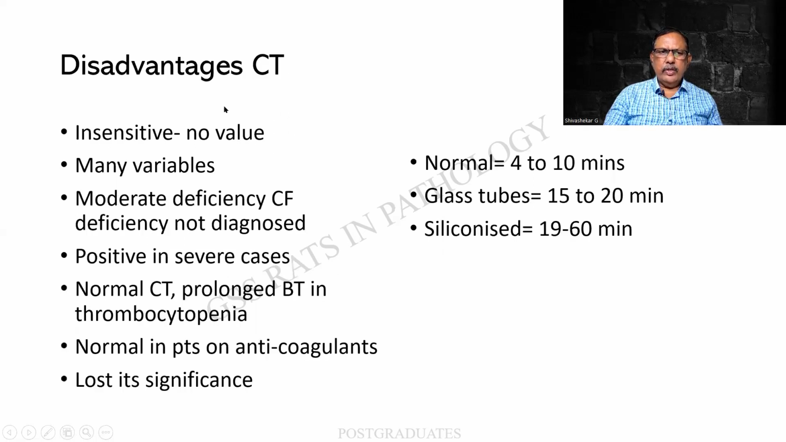The disadvantages, as I told you: insensitive, and there can be variables. There can be a thrombocytopenia also, which can lead to a prolonged bleeding time. Normal in patients who are on anticoagulants. It has lost its significance. Normal, as I told you, 4 to 10 minutes, and glass tubes or siliconized tubes can be used. In these also, I find that there is a difference. See, in siliconized tube, the value can be as much as 20 to 60 minutes.